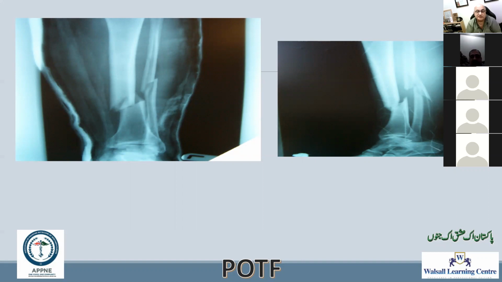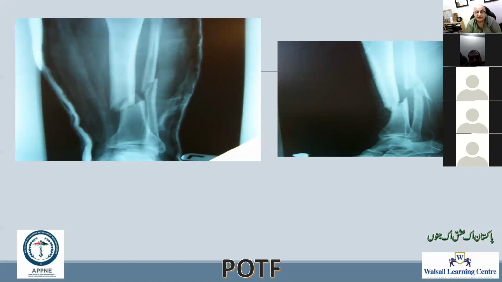I have less than 1 centimeter wound, and then it is more than 1 centimeter. So the Gustilo classification is three types, isn't it? So there's type 1, type 2, and type 3. And type 3 is then further divided into A, B, and C. So what is type 1?